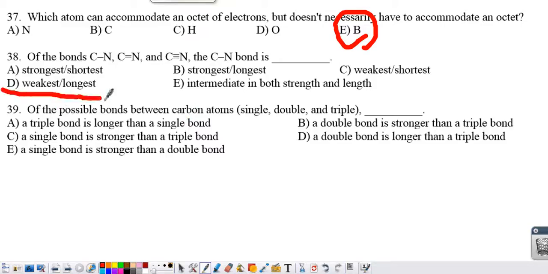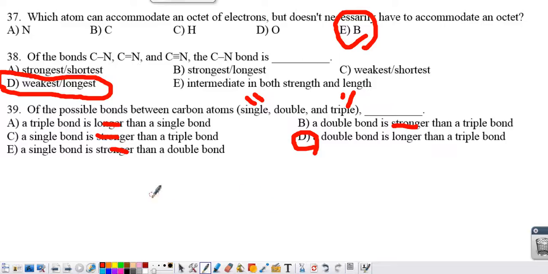Answer 38 is D. The single bonded C to the N would be the weakest and also the longest. When you add multiple bonds, the distance between the atoms gets shorter. So the triple bond is the shortest, single bond is the longest, triple bond is the strongest, single bond is the weakest. So D is true. Double bond is longer than a triple bond. It is not stronger, not longer.